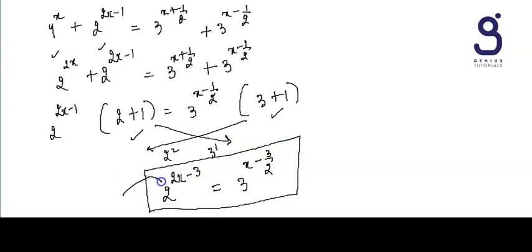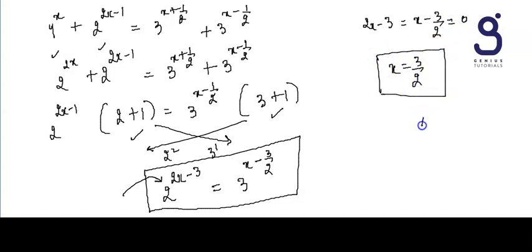Now if you observe, the left hand side is 2 to the power 2x minus 3. That means anything raised to the power 2 will be an even value. And the right hand side is 3 to the power x minus 3 by 2. So anything raised to the power 3 will give you an odd number. So that means the left hand side and right hand side can never be equal, but they can be equal only when this power, that means 2x minus 3 or x minus 3 by 2, is equal to 0. And that is true only for the value x equal to 3 by 2. So we can say that this is the final answer to this question.